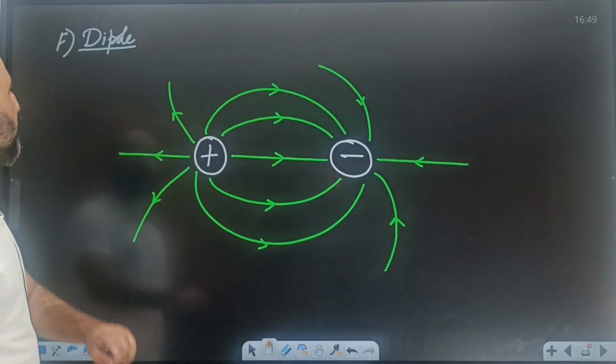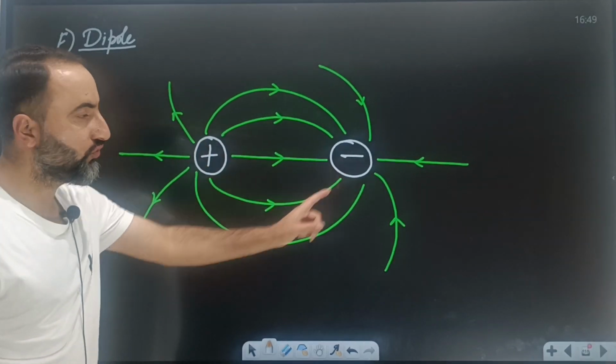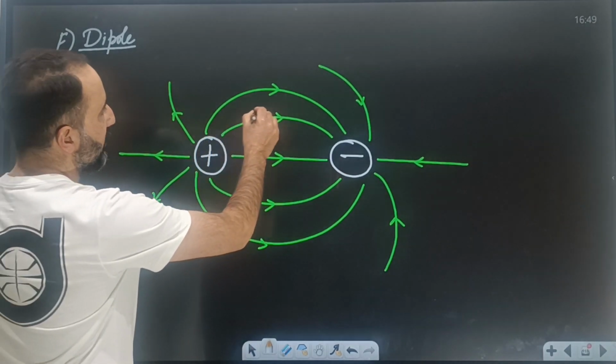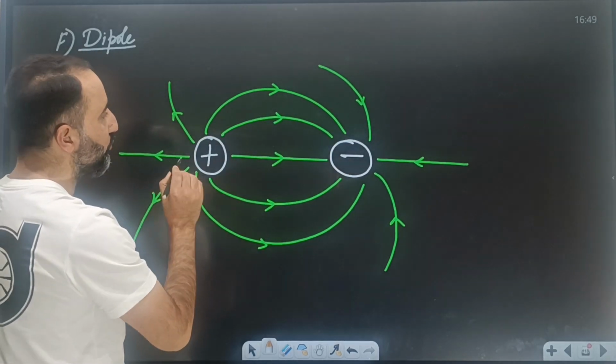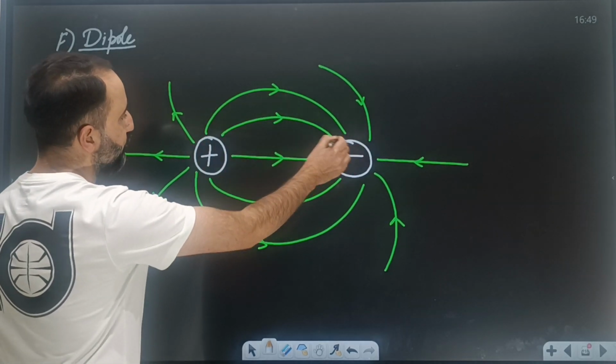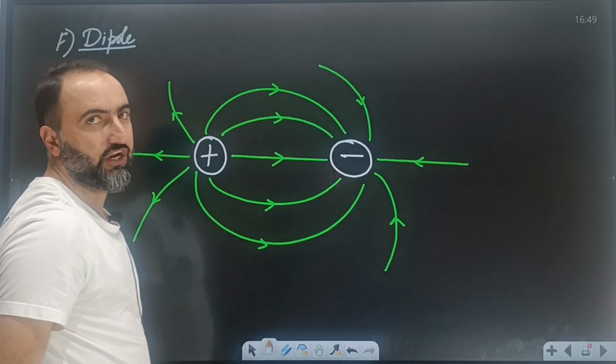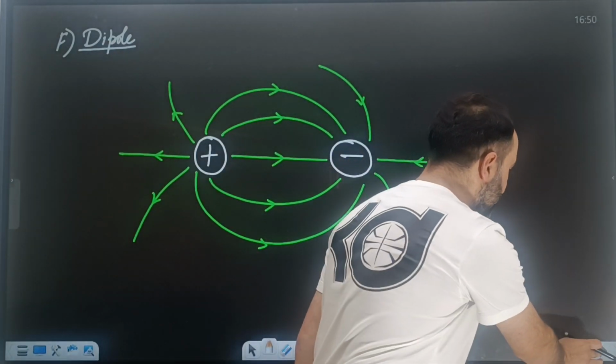ठीक, this is a dipole, this for example plus Q and this is minus Q. The electric lines you see that they start from positive charge and then go to negative charge, but they do not follow closed loops. Start from positive and then negative. All right, these are field lines for a dipole.